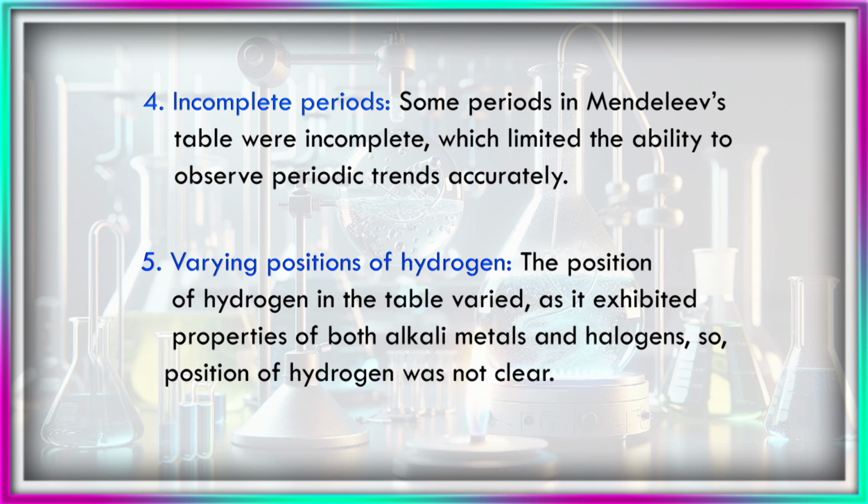5. Varying positions of hydrogen. The position of hydrogen in the table varied, as it exhibited properties of both alkali metals and halogens, so the position of hydrogen was not clear.